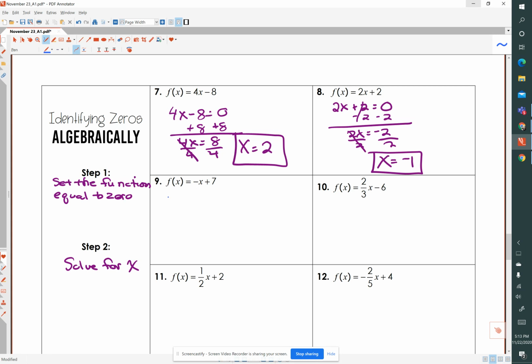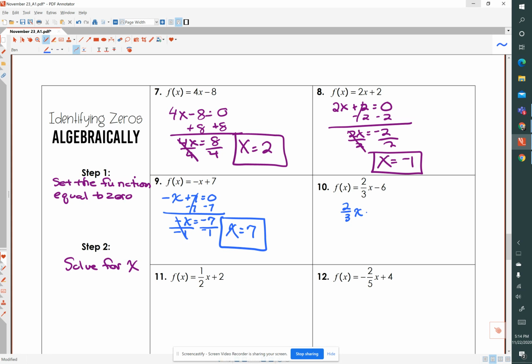Okay, so let's see how you did. We have -x plus 7 equals 0. Subtract 7 from both sides. -x equals -7. Divide by -1. Remember, we have to have x isolated. And x equals 7. Number 10.